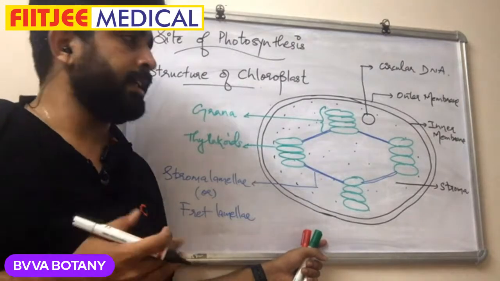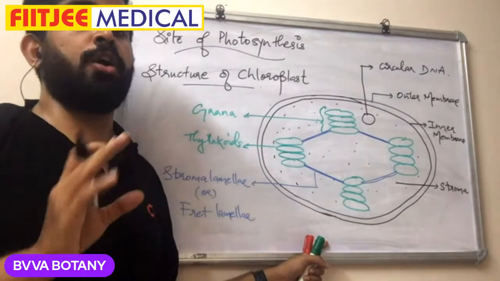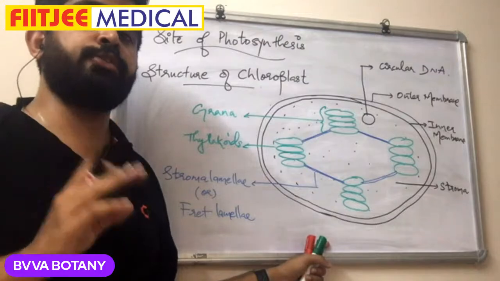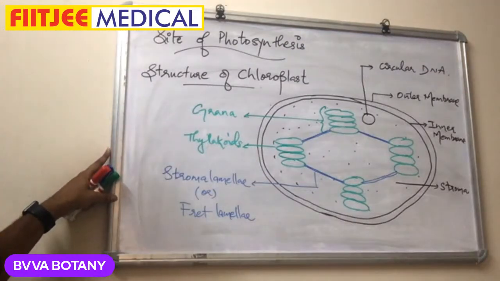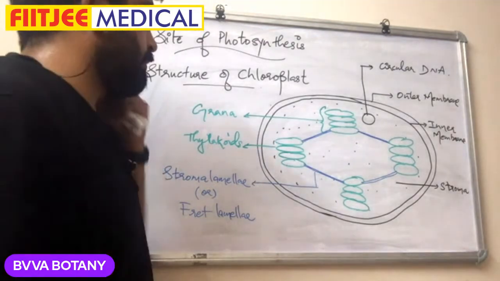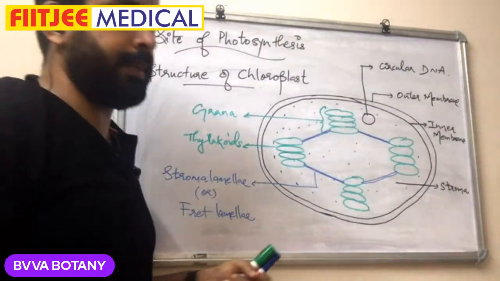Semi-autonomous cell organelle means what? It need not depend upon the nucleus for all the functions. Some of the functions they can do by themselves. So that is the structure of the chloroplast, where the process of photosynthesis will take place.